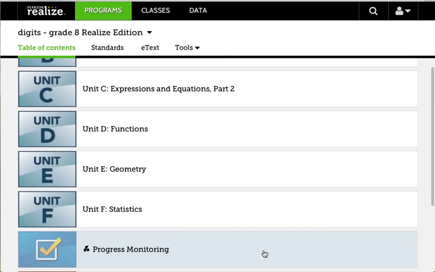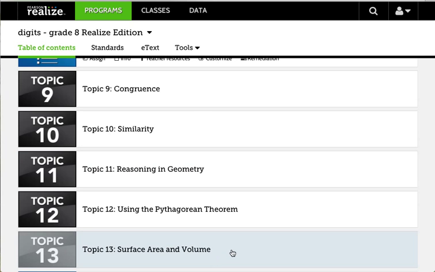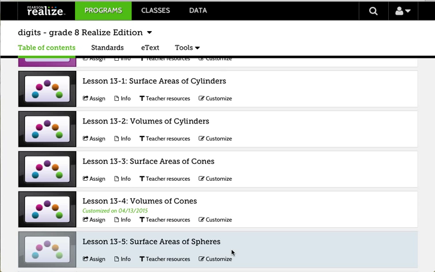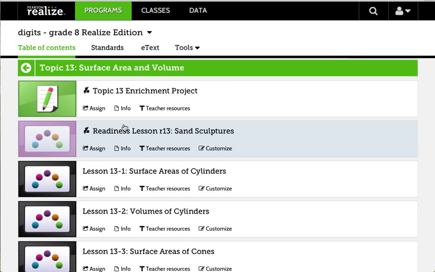I'm picking geometry, and I'm going to go to surface area and volume, topic 13. You'll notice the first lesson in every topic is a readiness lesson. I like to use them because it reviews material that the students have had in the past to make sure that they are ready and successful for what's coming ahead.